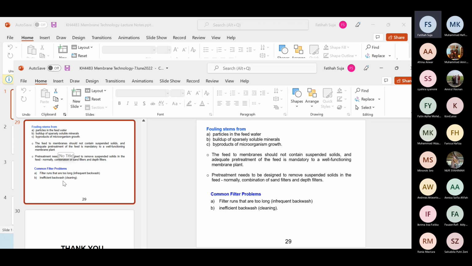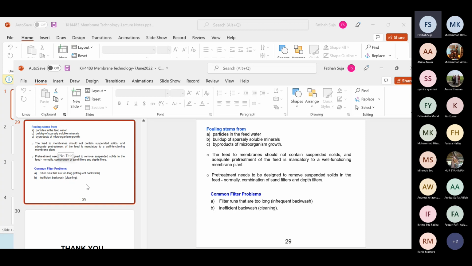A filter run that is too long can cause breakthrough. You remember last week when we learned about cleaning and also adsorption, we learned about breakthrough: the pushing of debris removed from the water through the media and into the effluent. Also air binding is a problem, the trapping of air and other dissolved gases in the filter media. Air binding occurs when the rate at which water exits the bottom of the filter exceeds the rate inside the filter media. Okay, so these are the common filter problems that you will experience with membrane filtration.